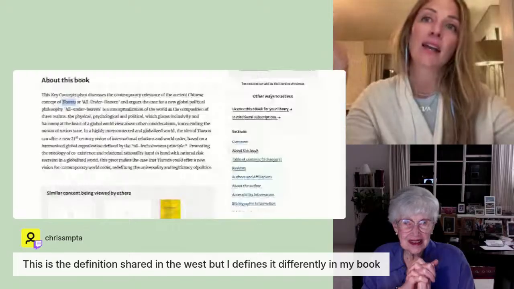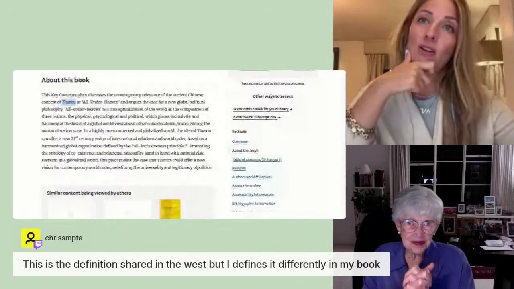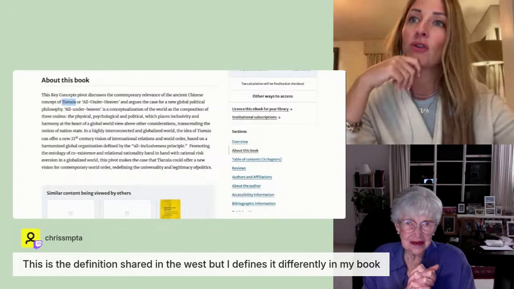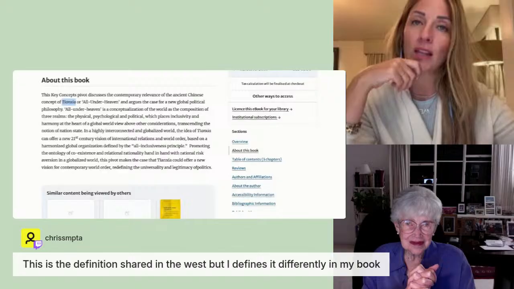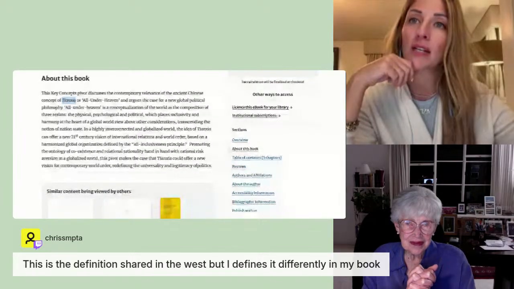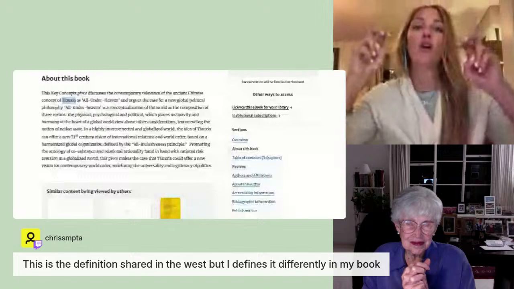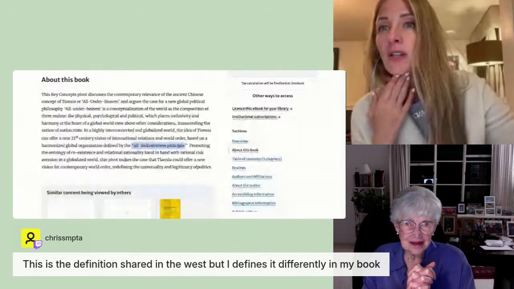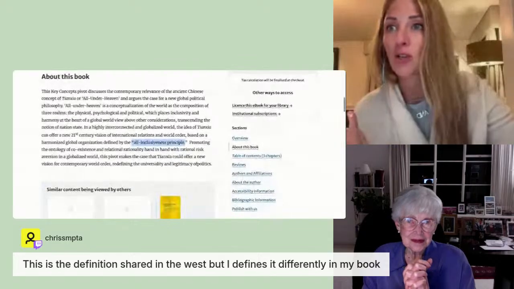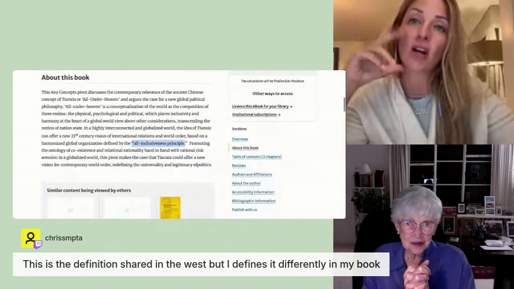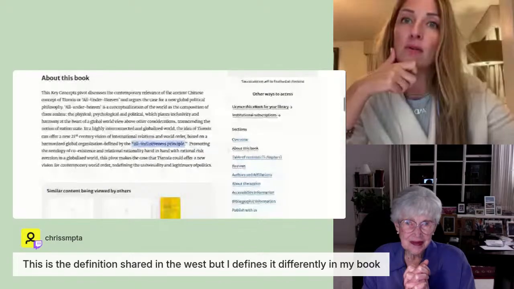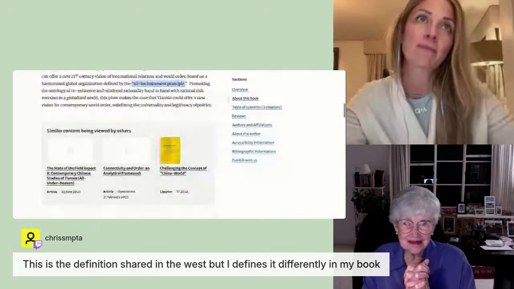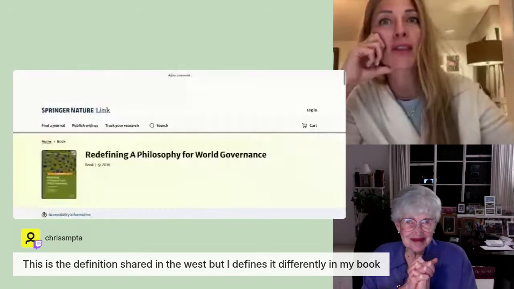I'll finish the abstract. In a highly connected global world, the idea of all under heaven, or Tianxia, can offer a new 21st century vision of international relations and world order based on harmonized global organization defined by the all-inclusive principle. The ontology of coexistence and relational rationality hand in hand with rational risk aversion in a globalized world. This pivot makes the case that it should offer a new vision for contemporary world order, redefining universality and legitimacy of politics. Anyway, this is part of my New World Order exploration. I was wondering if you were familiar with that concept.